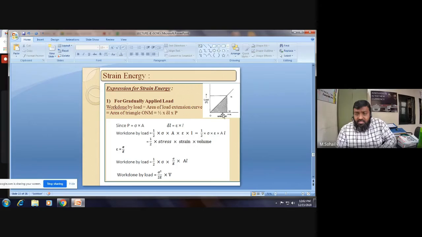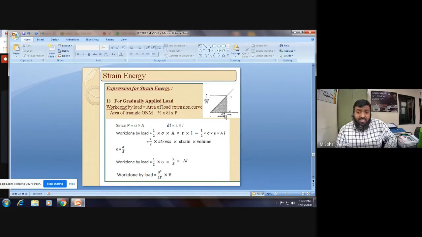Now look at this graph. When we say gradual load, at time t equals 0, the deformation is 0 and the load applied is 0. The moment we go on increasing the load, gradually the extension or the elongation goes on increasing, and thus this is the graph. This is the graph basically. O to n is the graph.